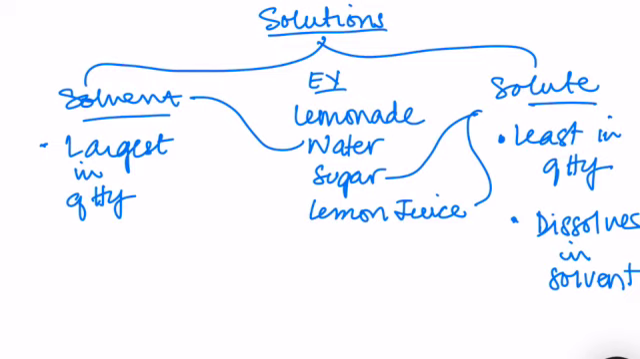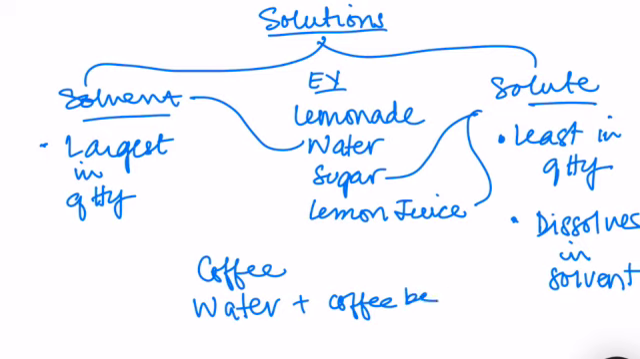You can think of any other example, like let's say coffee. You're making a cup of coffee. You're gonna have water and you're gonna have coffee beans. So think about which one is more in quantity, which one is less, and think about what is dissolving in what. So water is our solvent and coffee beans would be our solute.